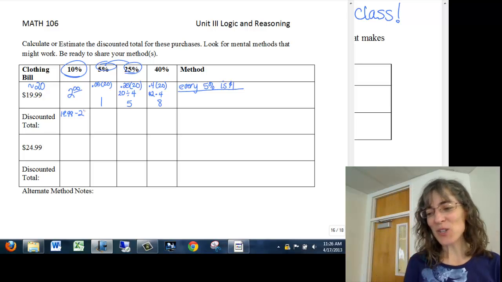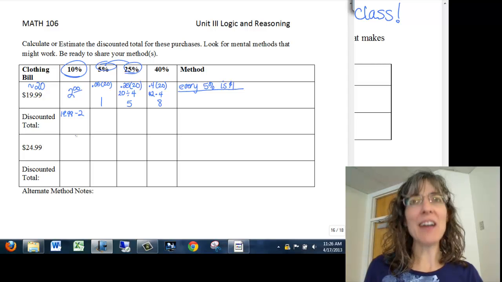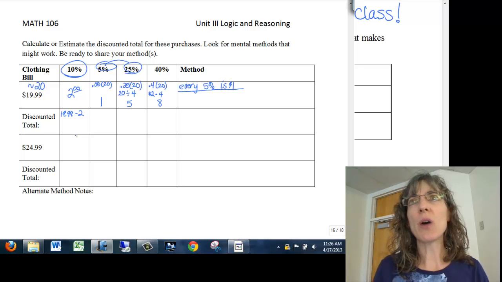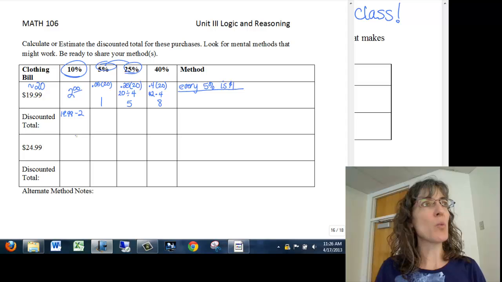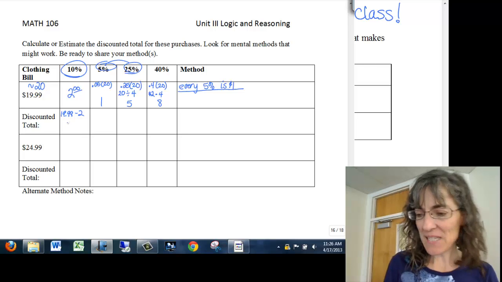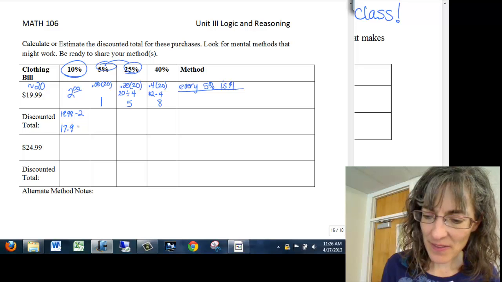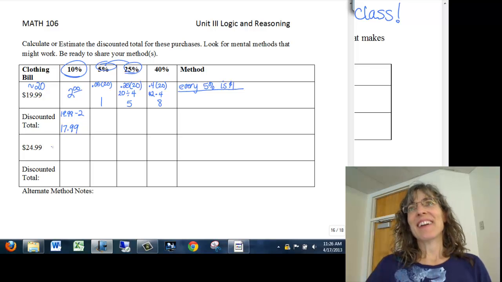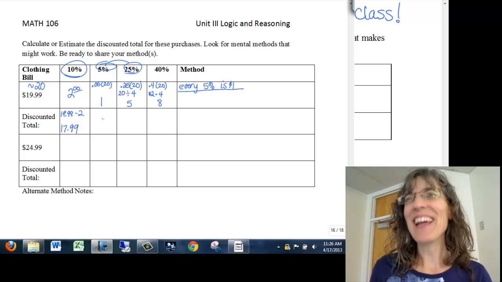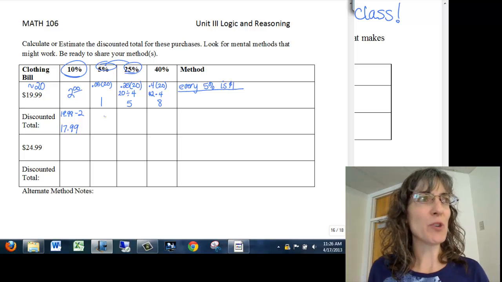Okay, so discounted total, we're back to that. We have the $19.99, and we want to figure out, I have a 10% sale. What is that pair of jeans going to cost me? $17.99. That'd be nice if pants cost that much. Oh, you need Plato's Closet. Okay. Now, what if we're only having a 5% discount?